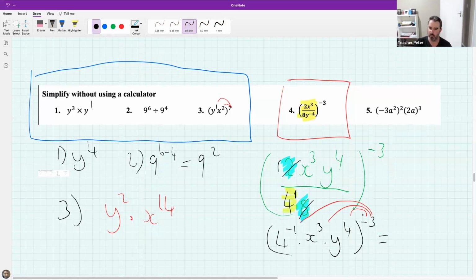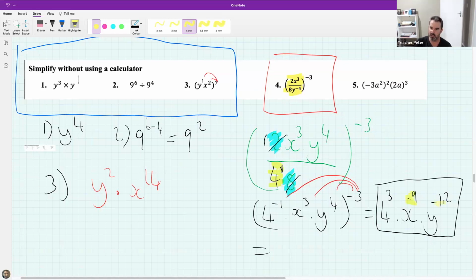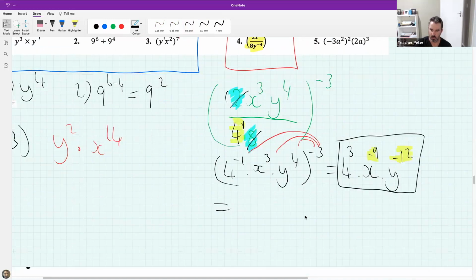And so then I'm going to get -1 times -3 is positive 3. And then I'm going to get -3 times 3 is -9. And then that is going to be y to the -12. Okay, now when we give our answers, we like to leave them as positive powers. So what can I do now to make sure these end up as positive powers? So then we'll say 4 to the power of 3 over x to the power of 9 and y to the power of 12. Perfect.